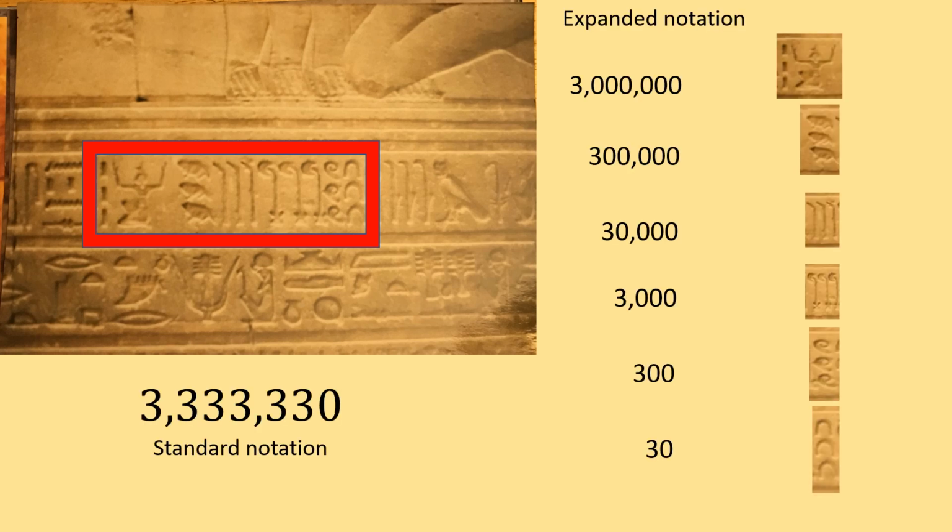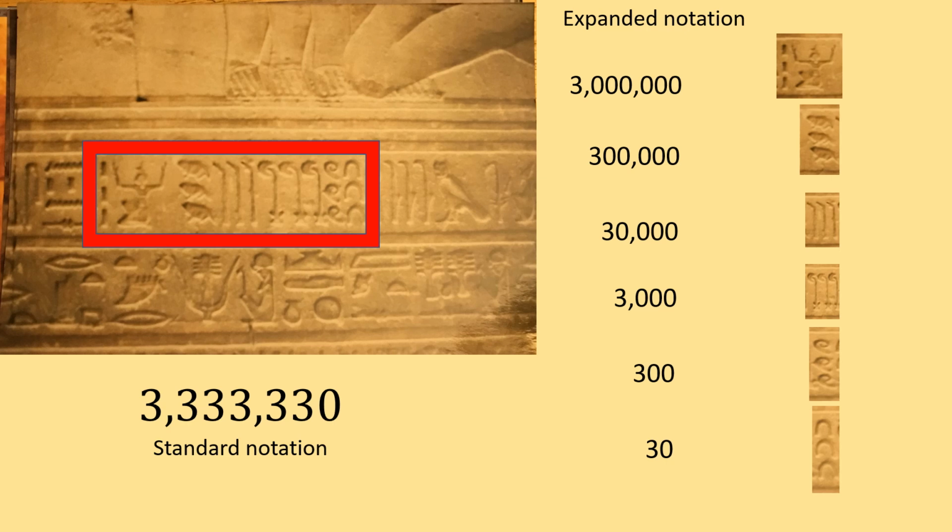So just as we do in standard numbers, we would read this number from left to right, again into the face of the neter, or the birds, or the tadpoles. And what we see is we have 3,000,000, 300,000, 30,000, 3,000, 300, and 30. The way we write this currently, in standard form, it would be 3,333,330. That is considered standard notation.